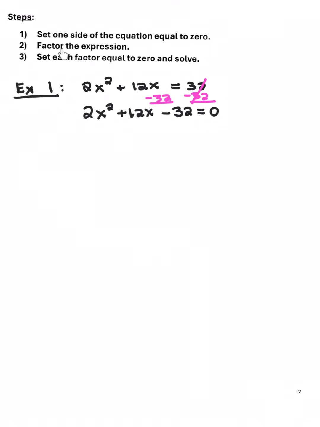Step 2 says factor the expression. All right, so we know how to factor, right? We did that in the entire last unit. So if we want to factor this, we want to look at all 3 of these terms and say, well, first, can I pull out a greatest common factor? And yes, I can. I can pull out a 2. So let's do that. If I pull out a 2, that'll leave me with x squared plus 6x minus 16 equals 0.